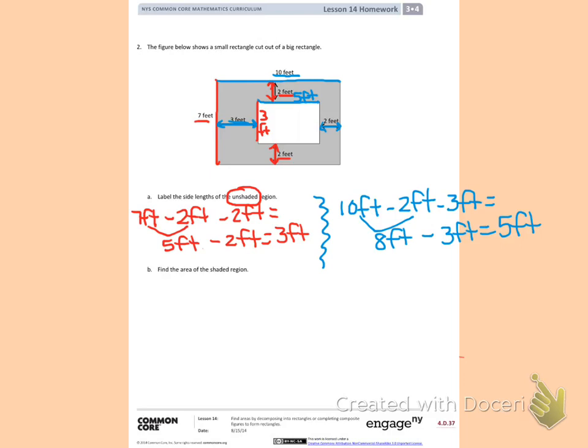Now it says to find the area of the shaded region. Let's go over here and figure out what the shaded region is if it had nothing cut out of it. I'll go ahead and label that large. That's going to be the large rectangle. The large rectangle is 7 feet by 10 feet. 7 feet by 10 feet equals how many square feet?